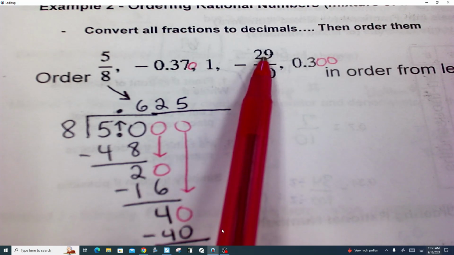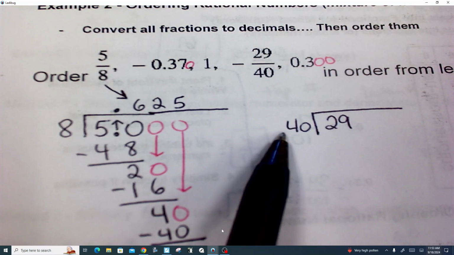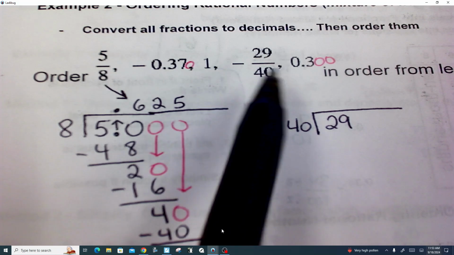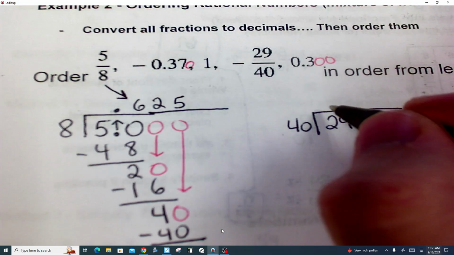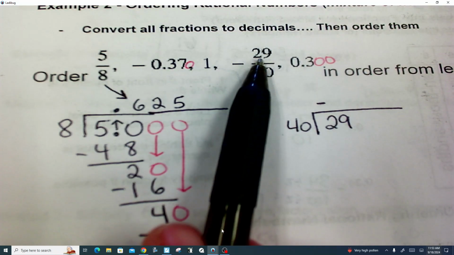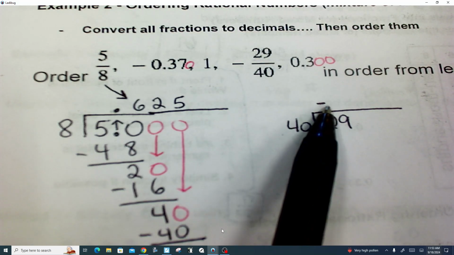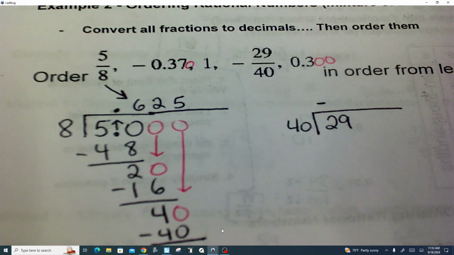Well, we need to go ahead and do the division. Numerator goes inside. Denominator goes outside. Now, this is a negative fraction. So if you want, go ahead and just put a negative sign up here for your answer, because you know a negative divided by a positive makes it negative. Or you could just say, hey, it's a negative fraction. It needs to be a negative decimal. Okay? Go ahead and throw on your decimal and 0.